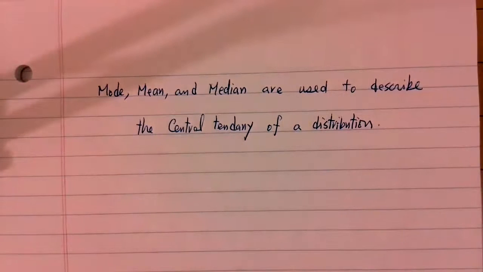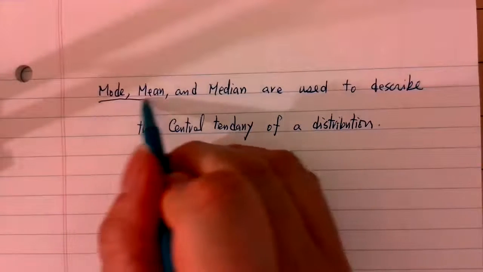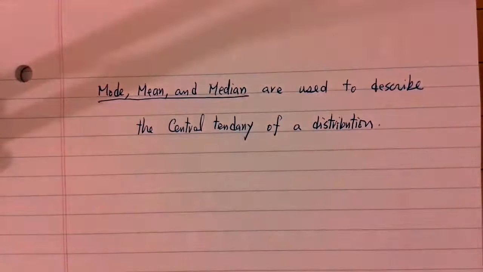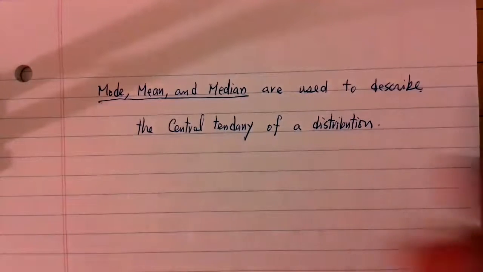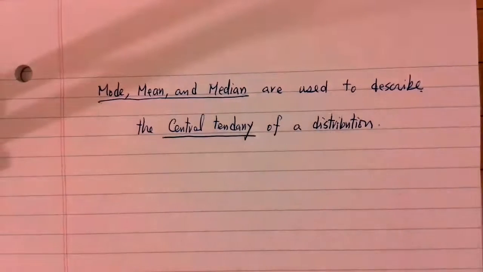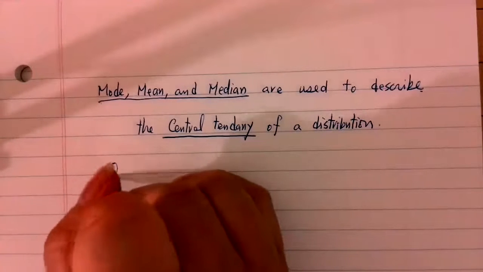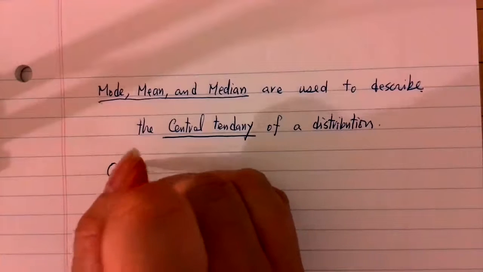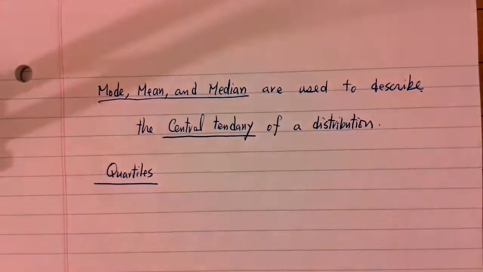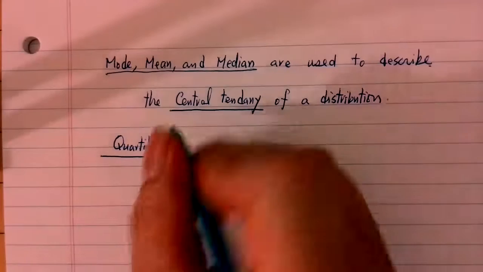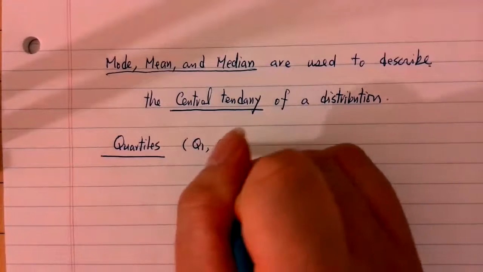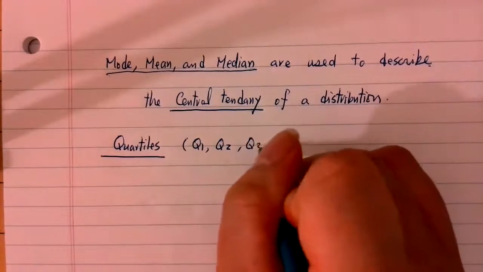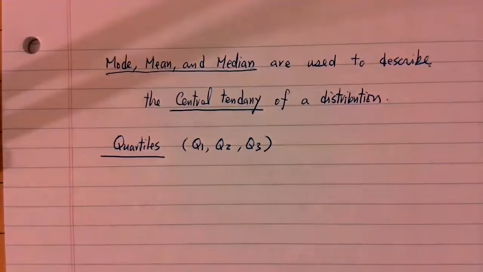Okay. We use mode, mean, median to describe what? The central tendency of a distribution. Central tendency, or you say the center of a distribution, okay? And then we're gonna introduce you quartile. Introduce you quartile, okay? Q1, Q2, and Q3. Okay, let me introduce it one by one.